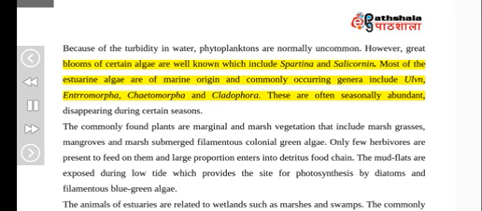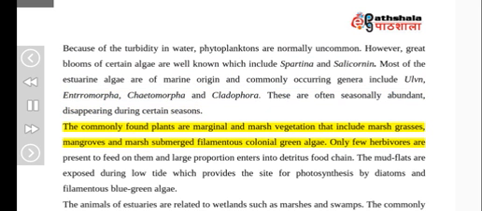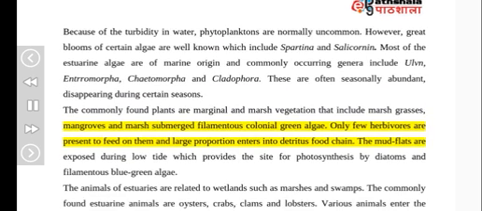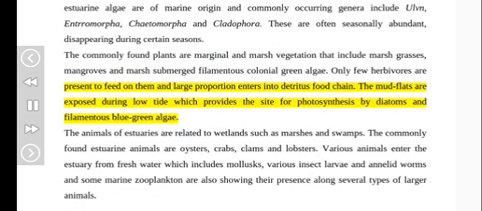Most of the estuarine algae are of marine origin, and commonly occurring genera include Ulva, Enteromorpha, Chaetomorpha and Cladophora. These are often seasonally abundant, disappearing during certain seasons. The commonly found plants are marginal and marsh vegetation that include marsh grasses, mangroves and marsh submerged filamentous colonial green algae. Only few herbivores are present to feed on them, and a large proportion enters into the detritus food chain. The mud flats are exposed during low tide, which provides the site for photosynthesis by diatoms and filamentous blue-green algae.